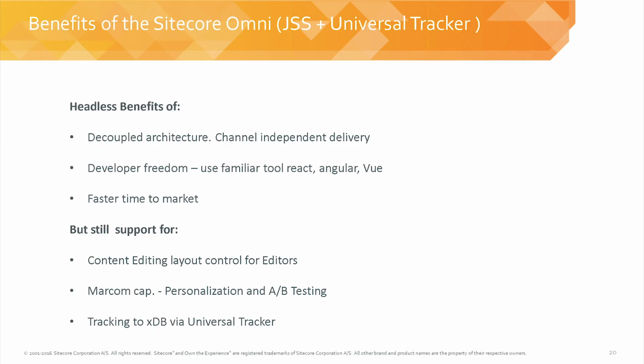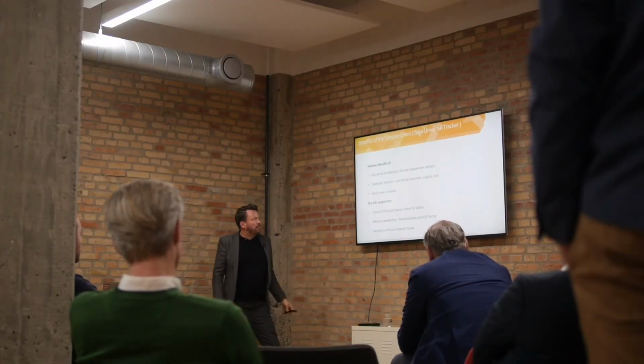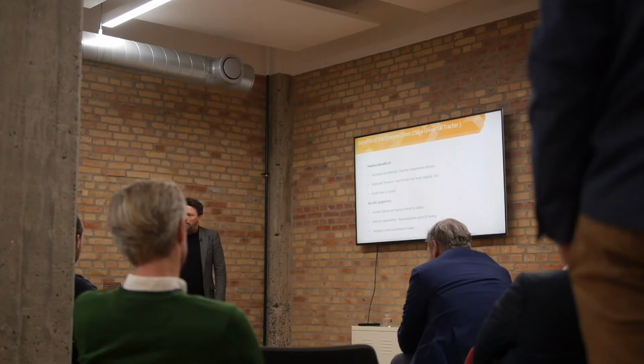So this is the slide you always should have. What's in it for you? What are the benefits, right? It's all the headless benefits you normally have: decoupled architecture, developer freedom, faster time to market, but you still have some editing and layout control. You still have your marketing capabilities available, and you can track to XDB via the universal tracker. It's not the most branded thing in Sitecore. There are a lot of things that have more focus if you look at our branding, but it has become one of the tools that are most in use of the new version 9, I think.